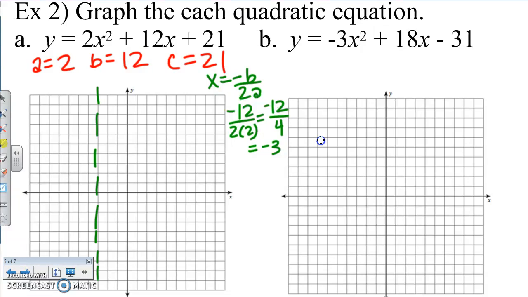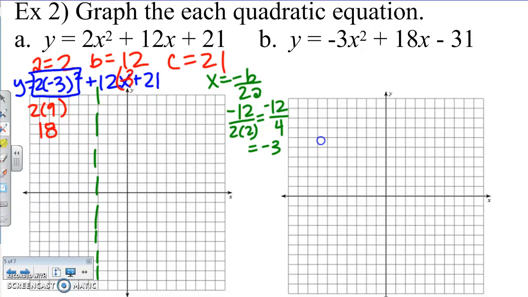Here's what I was talking about with that. When I get to plug this into my equation, I'll do that up here. Y equals 2 times -3 squared plus 12x plus 21. When I do this part right here, I have to apply order of operations. So I have to do my exponent before I do my multiplication. This is going to become 2 times 9, which is 18. Oops, this should be a -3 too. 18 minus 36 plus 21.